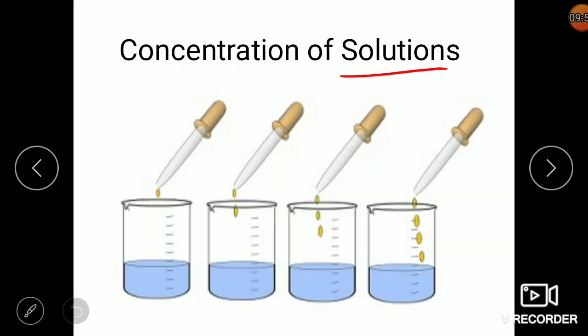You know what a solution is. Solution means solute plus solvent. If you mix solute in solvent, then you get a solution. Solute is the component present in lesser amount in a solution, and solvent is the one present in excess amount. That is your solution. So you have taken some solvent in this beaker and you are adding the solute. In the second beaker you are adding 2 drops of solute, in the third 3 drops, and in the fourth 4 drops, like that. So these are all solutions, because you get a mixture of solute and solvent.